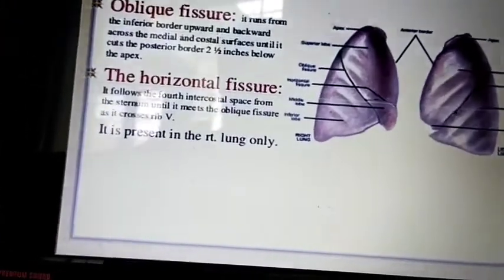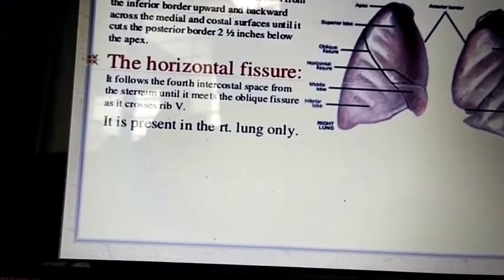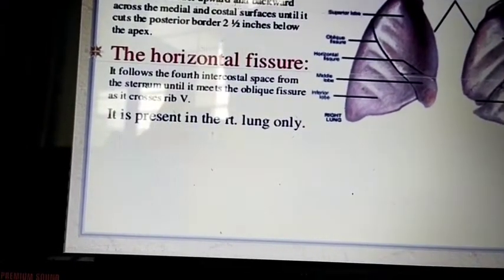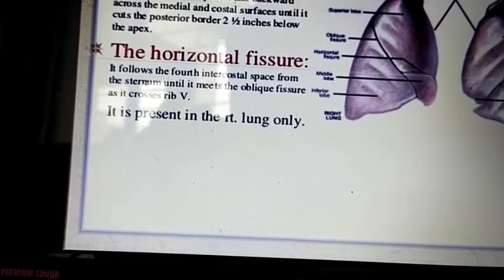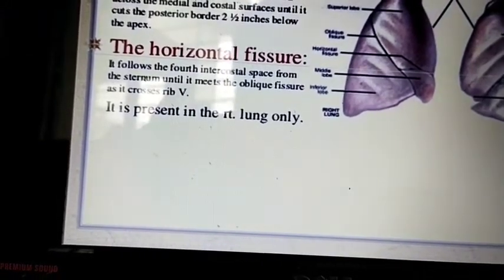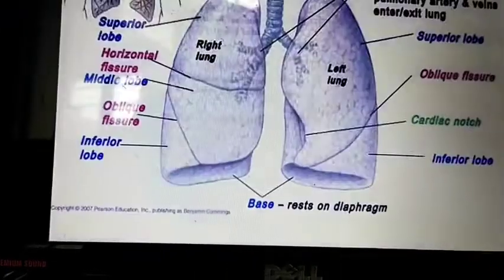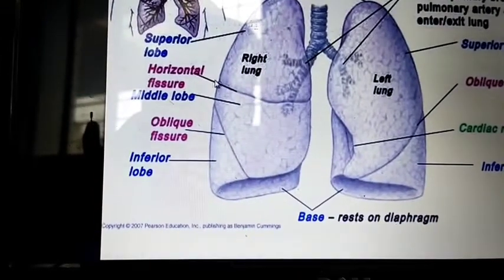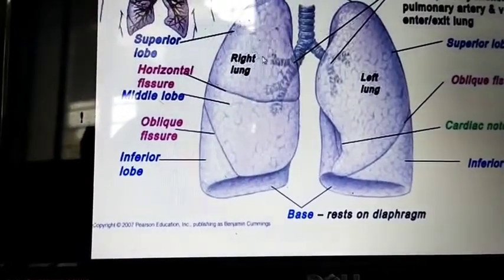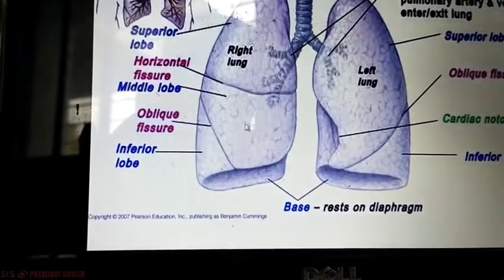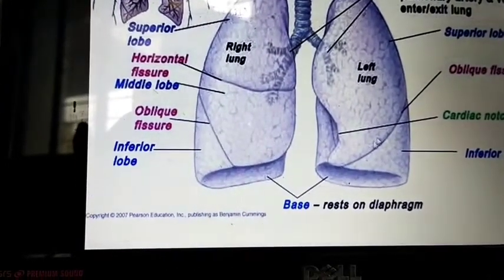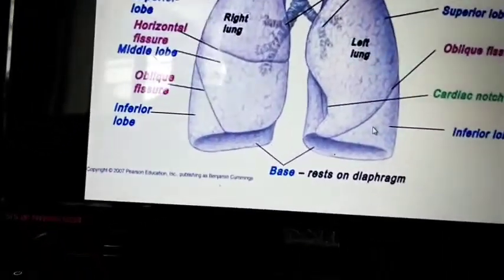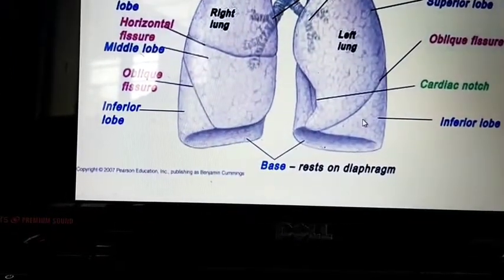Then the horizontal fissure follows the fourth intercostal space from the sternum until it meets the oblique fissure, and it crosses rib 5. It is present in the right lung only. You can see this is the horizontal fissure and this is the oblique fissure. It makes the right upper lobe, middle lobe and inferior lobe. On the left side there are only two lobes, upper and lower, or superior lobe and inferior lobe.